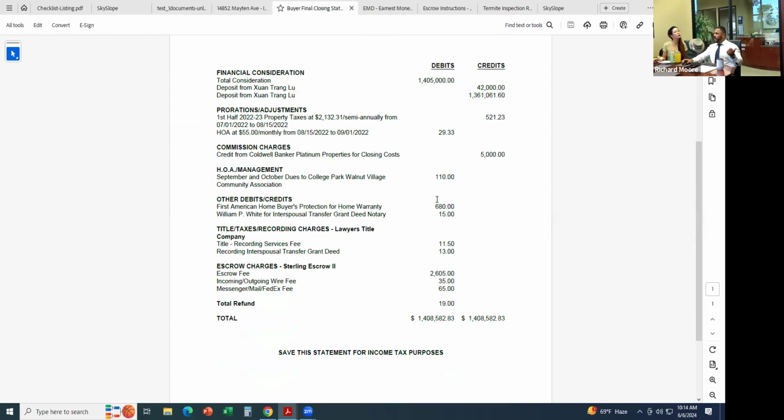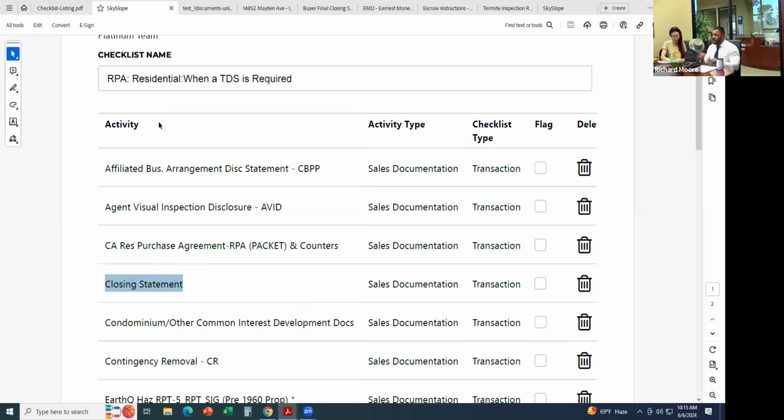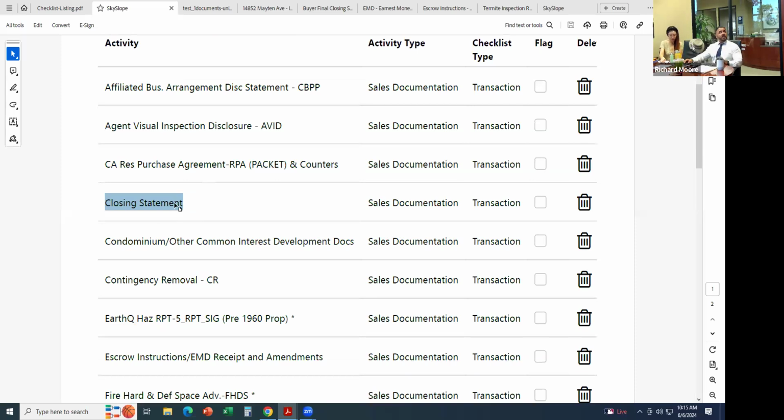There's gonna be one for the buy side and one for the sell side, the list side. So whoever you're representing, that's the one you're gonna get. And it says where all the money went, all the fees. At the beginning of the transaction, they're gonna get an estimated settlement statement, which is gonna give them an idea of what money's going where, right? But at the end, there's a final to show you where all the money went. So you're gonna get this from escrow.